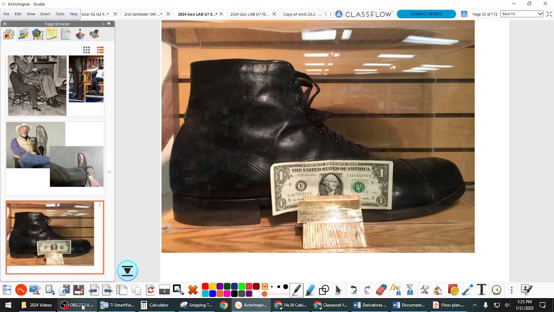Now, one thing that's a little bit hard to tell in this picture is that it looks like this is a little bit rotated, which would foreshorten that section a little bit, right? So it may not be a perfect comparison, but that's okay.